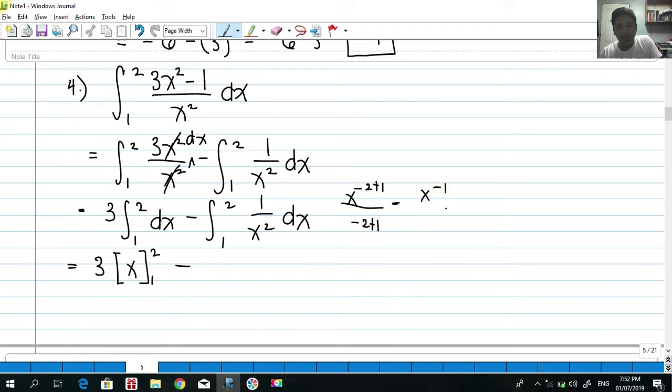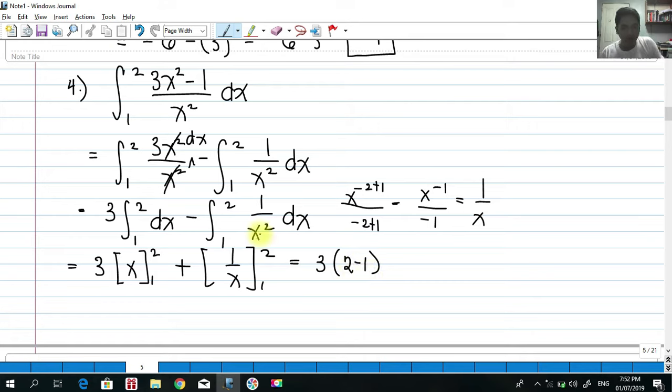We have x raised to -1 over -1, and -1 times the negative here would yield a positive. And if we wish to get this back on the denominator, we have 1 over x, from 1 to 2. So simply, again, substitute it. We have 3 times (2 minus 1) because the limits are 2 and 1. The b is 2 and the 1 is a.